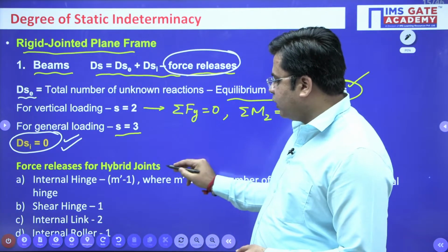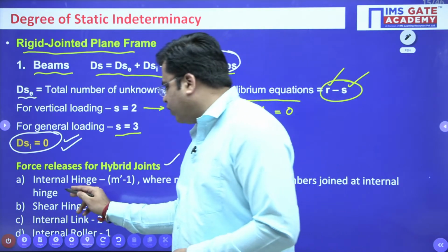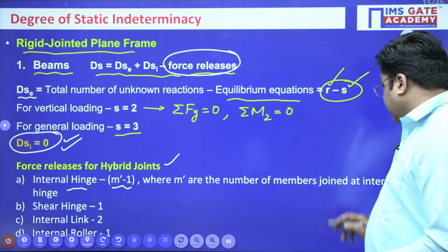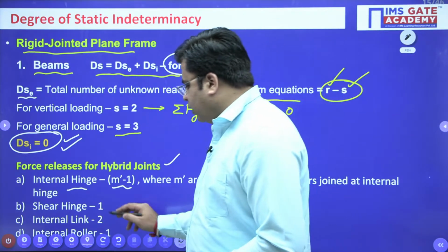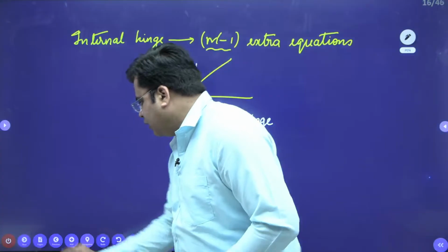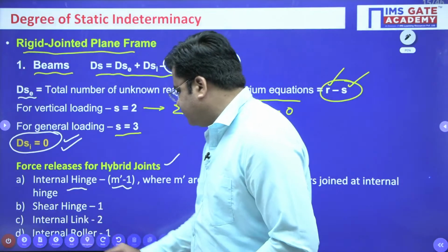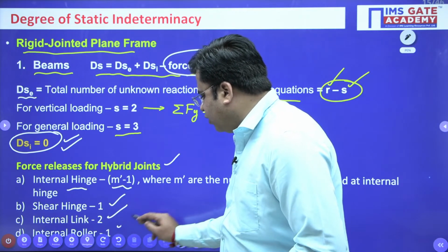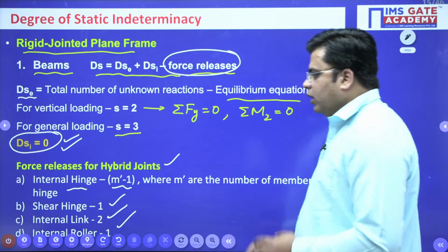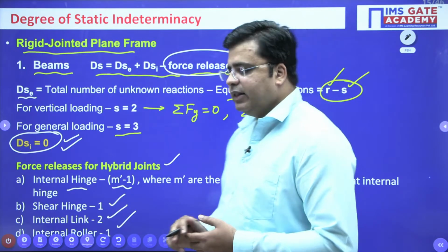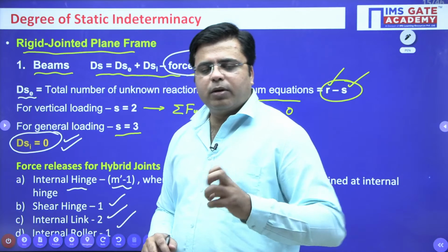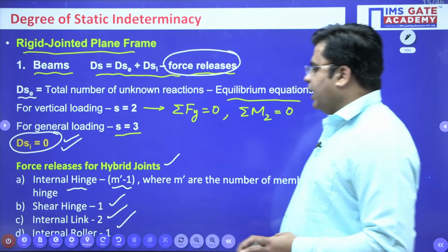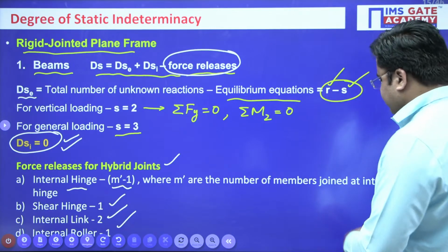So force releases for hybrid joint, as I have already told you, for internal hinge, it is m dash minus 1, where m dash is the number of members joined at the internal hinge. For a shear hinge, it is 1. For internal link, it is 2, and for internal roller, it is again 1, right? So all these are the force releases that we have, and these force releases are the total number of extra equations that we get once we have these joints, right? So for a hybrid joint, these are the force releases. Next.